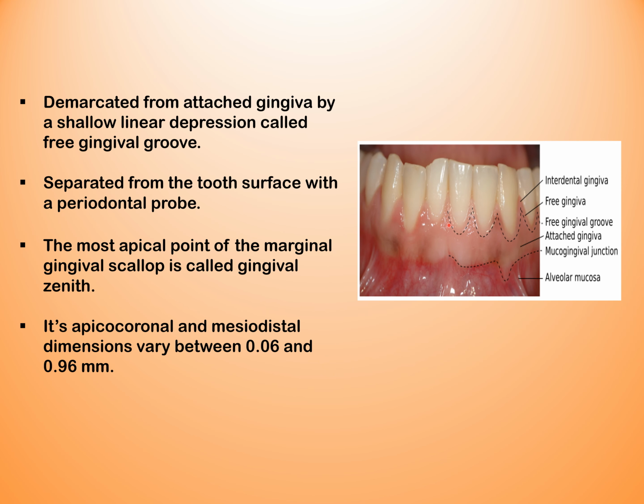As we can see in the diagram, there is the free gingival groove, which is a shallow linear depression. This groove separates the free gingiva from the attached gingiva. A periodontal probe can be used to separate the marginal gingiva from the tooth surface. The most apical point of the marginal gingiva in the scallop is called the gingival zenith. Its apicocoronal and mesiodistal dimensions can vary between 0.06 and 0.96 mm.